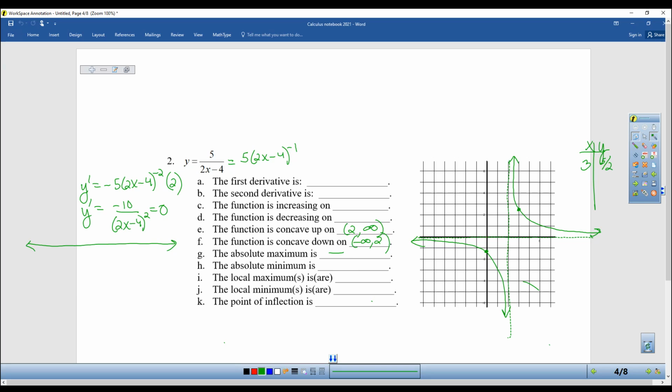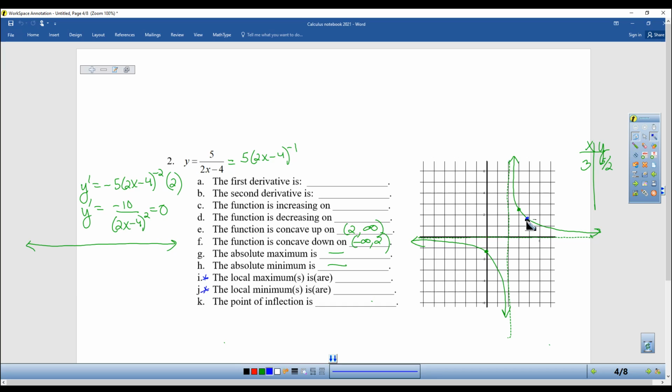There's no absolute maximum, and there's no absolute minimum. It goes up forever, and it goes down forever. Now, one thing that a lot of people get wrong is the local max and the local min. They always think that it's somewhere right here. I'm not really sure why, but it's very common.